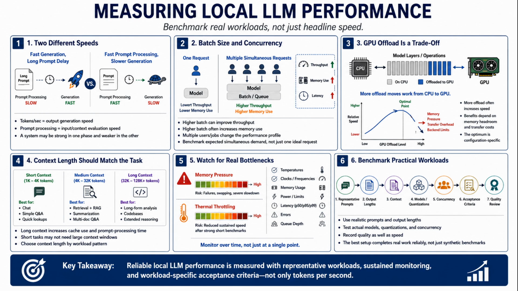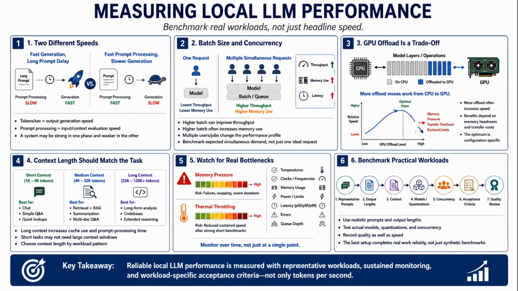Tokens per second describes approximate generation speed, while prompt processing speed describes how quickly input context is evaluated. A system can generate quickly yet pause for a long prompt, or process prompts quickly while generating slowly. Batch settings can improve throughput, but increase memory use and may affect latency. Concurrency changes the problem again. Several users or jobs compete for compute, cache, and memory. Benchmark expected simultaneous demand, not only one ideal request.